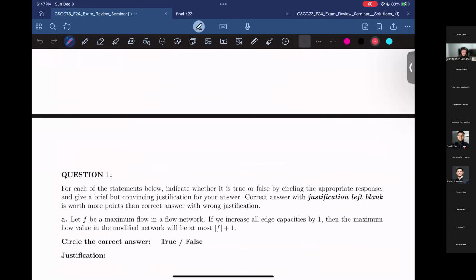Question A. Let F be a maximum flow in a flow network. If we increase all edge capacities by 1, then the maximum flow value in the modified network will be at most the value of the original flow plus 1. True or false?